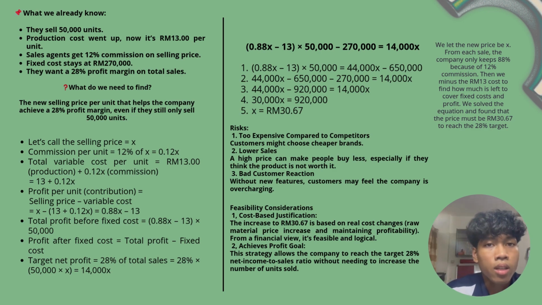So the notes on the right of the slide: we let the new price be X. From each sale, the company only keeps 88% because of the 12% commission. Then we minus the RM30 cost to find how much is left to cover fixed cost and profit. We solved the equation and found that the price must be RM30.67 to reach the 28% target. So the risk is that it is too expensive compared to competitors.